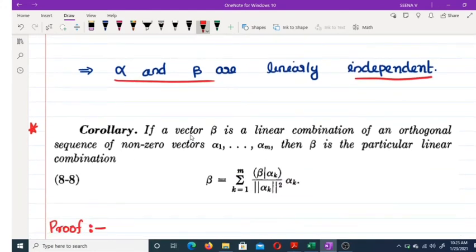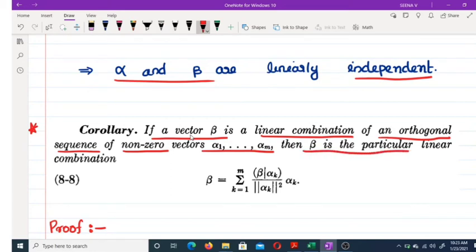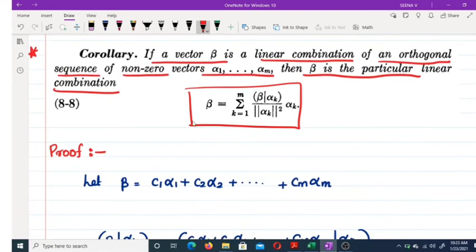Now, moving to the last section, one corollary. This is very easy. If a vector beta is a linear combination of an orthogonal sequence of non-zero vectors alpha 1, alpha 2, etc. alpha m, then beta is a particular linear combination. This one we have to prove: if beta is a linear combination of alpha 1, alpha 2, etc. alpha m, where alpha is our orthogonal sequence of non-zero vectors, then beta must be of this form.